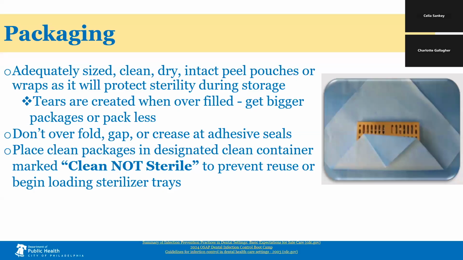The wraps or packaging should be adequately sized, clean, dry, and kept intact. If you overfill packs, they may rip, and that will compromise sterility. To prevent recontamination and keep items sterile, pack fewer instruments or get a bigger package. Be sure to fold the pack precisely so that the steam flows through the pack. Don't overfold. Then they should go immediately into sterilizers, but for safety's sake, wrapped instruments may be placed in a bin marked clean, not sterile, to await sterilizer loading as soon as possible.